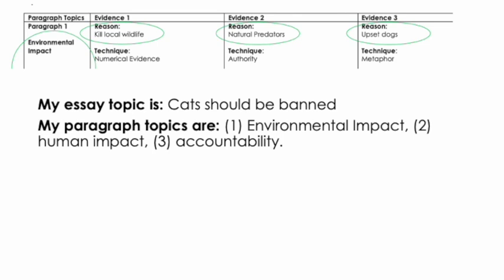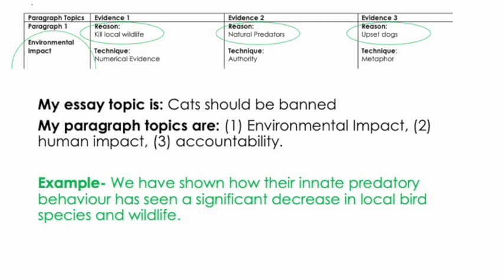I've copied the information up to the top of the screen, so you can see that the paragraph I'm trying to summarise was about environmental impact, and the reasons were about cats killing local wildlife, the fact that they're natural predators, and how they can upset dogs in the neighbourhood. Here's my example. We have shown how their innate predatory behaviour has seen a significant decrease in local bird species and wildlife. If you look closely at this example, you can see how I've made mention of predatory behaviour and the fact that they kill local wildlife.